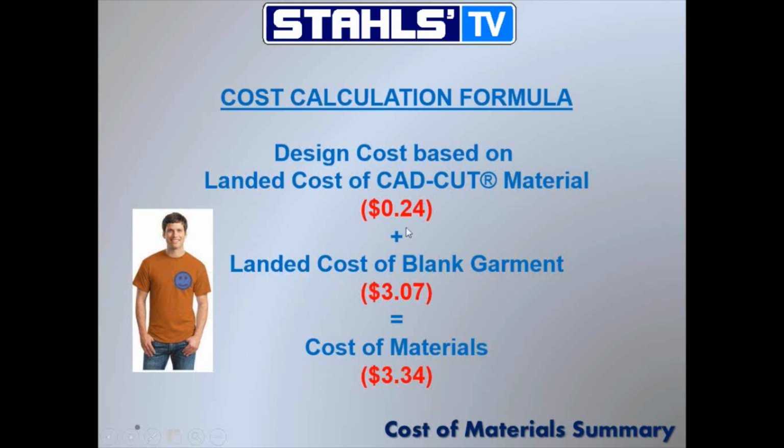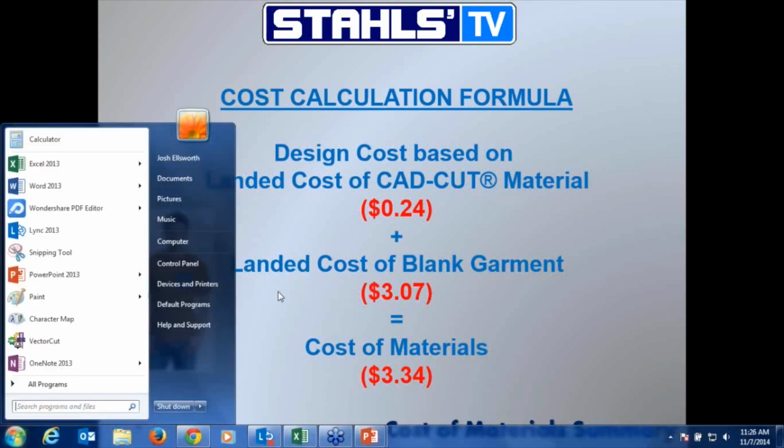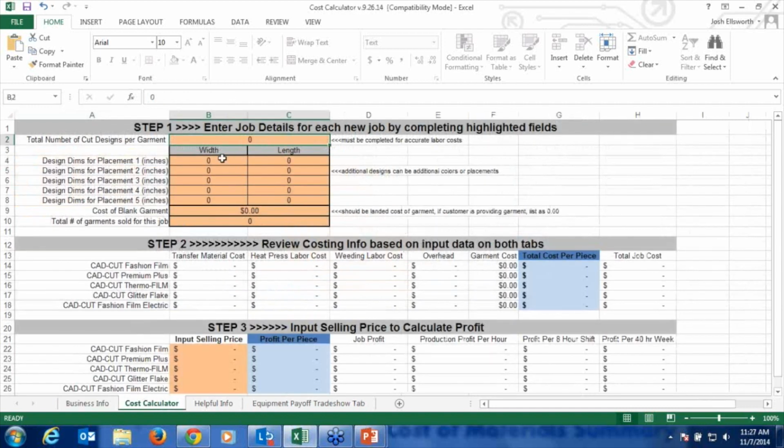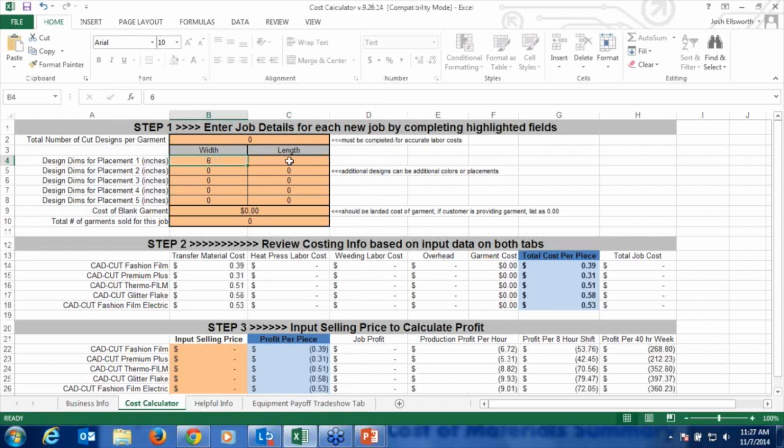So the cost calculator would calculate that, but I want to point out something on the cost calculator. It won't calculate right now, but when you go to enter your design size for placement number 1, which in this case would just be a single color graphic, if it was the first example, instead of entering 6 by 6 for the design, we want to make sure we enter 6 by 15. Even though it's only a 6 by 6 design that's going on the shirt, we want to enter what will be utilized, how much material is going to be used based on those design dimensions.